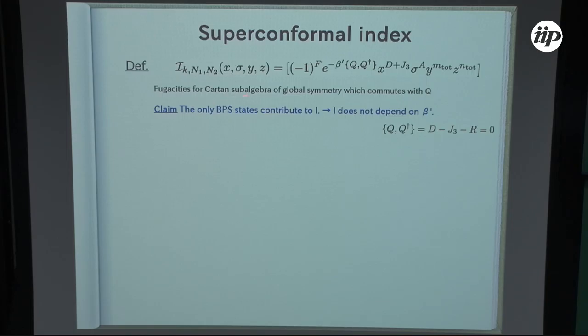Anyway, this figure is for the Cartan subalgebra which commutes with this chosen supersymmetric charge. So this is for the topological U(1), and this is another topological U(1), and this is some combination commuting with the supercharge: because this is half and this is minus half, this is zero, so this commutes. And this is for SU(2)_R. And it is known that only BPS states contribute to this index, so this index does not depend on this beta prime. Okay.